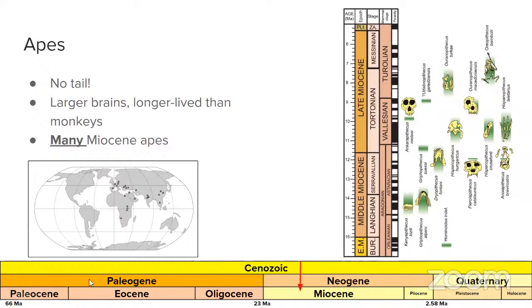So these are happening in this larger chunk of time called the Paleogene, which is made up of these periods. Now we're moving into the Miocene. So we mentioned this before, but the Miocene is cool because one thing that we see is an expansion in our ape groups.